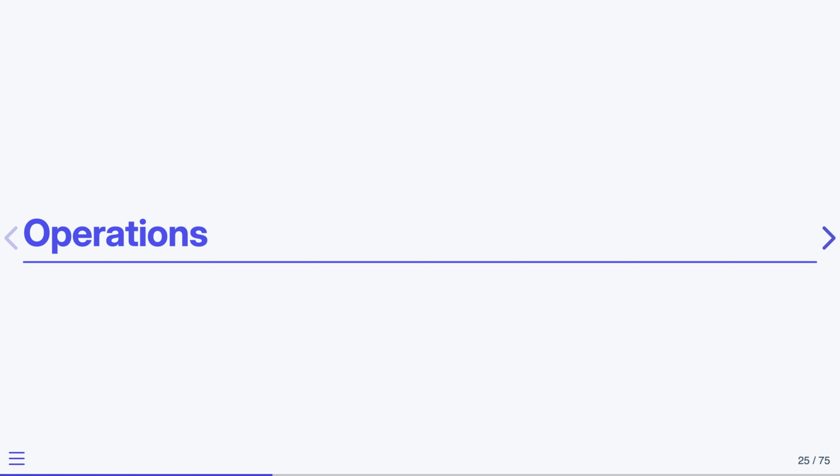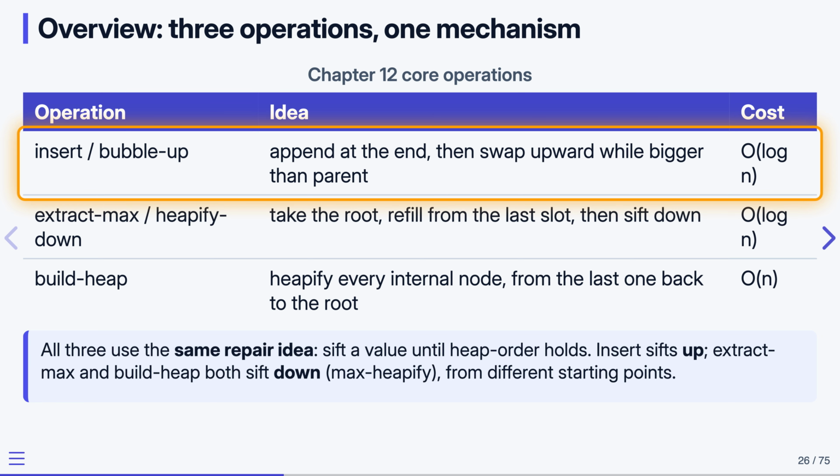Now we turn to the operations. We will look at insert, extract max, and build heap. The first operation is insert, also called bubble up. We append the new value at the end, then swap it upward while it is bigger than its parent. The cost is big O of log n.